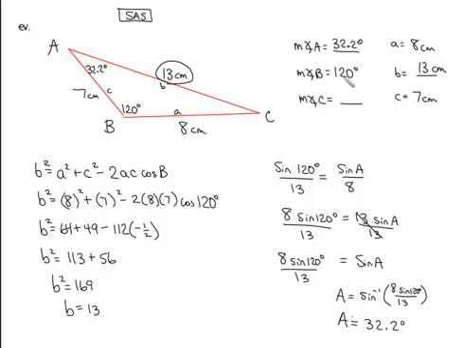Now that I know two of my angles, all I have to do is add them together. So 120 plus 32.2 is 152.2. I subtract that from 180, which is going to give me 27.8 degrees. And there is the solution to our triangle. We have now solved it.